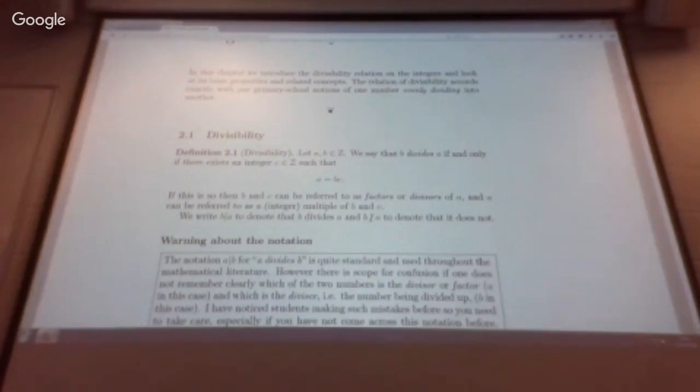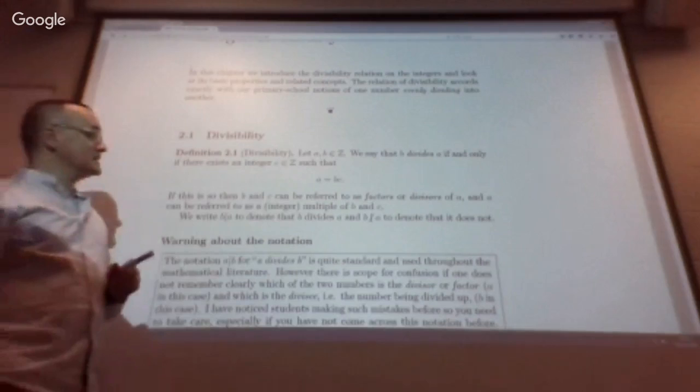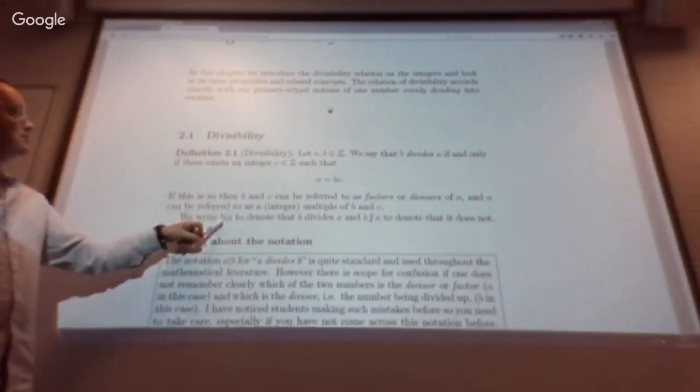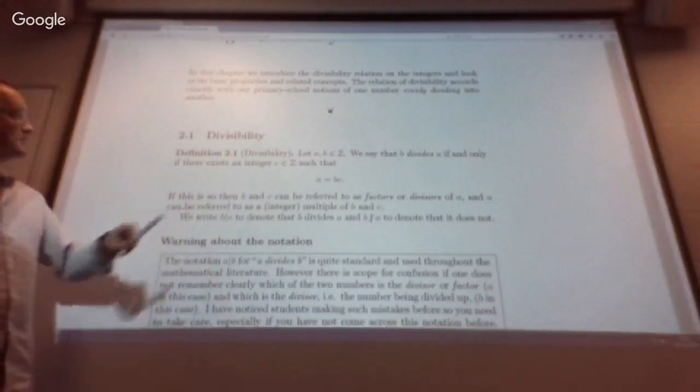Chapter 2. So this is the relation of divisibility on the integers. It's a binary relation. You feed in an ordered pair of numbers into it, and it gives you a statement, something which is true or false. The statement it gives you is this kind of statement here, B divides A. That's how it's read.